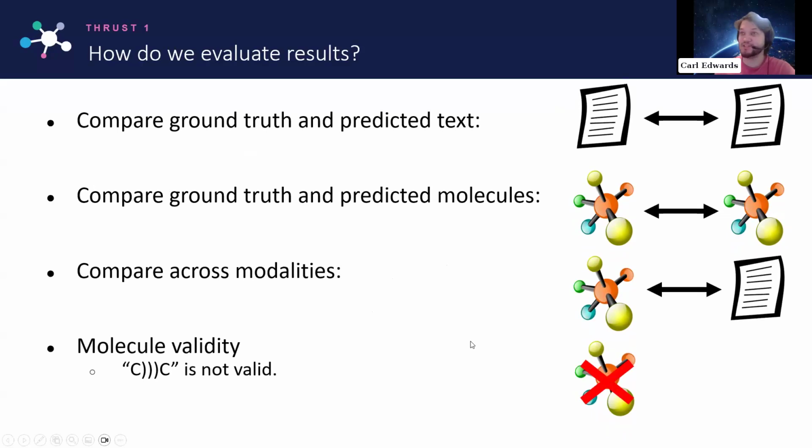And just as a side note, it's actually quite interesting to say, okay, if I keep asking our model for, let's say, antifungals and it keeps generating invalid molecules, maybe it doesn't understand antifungals that well.